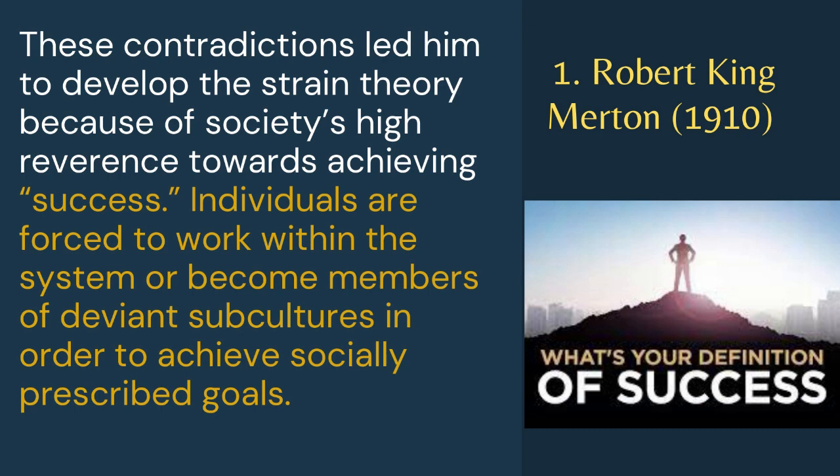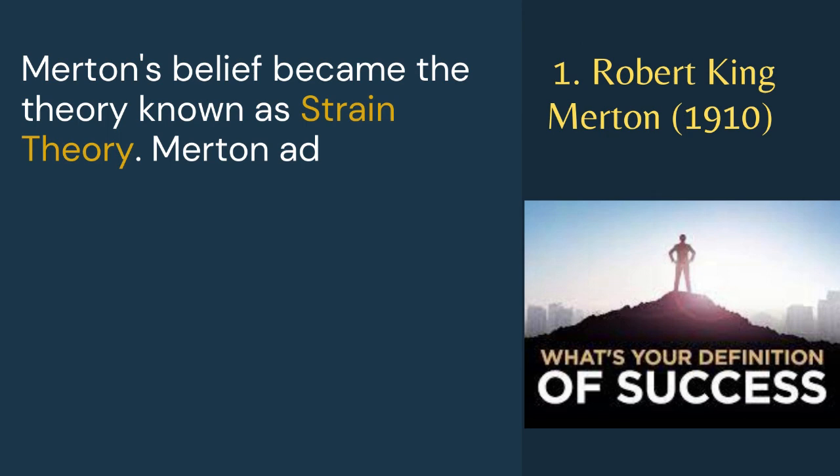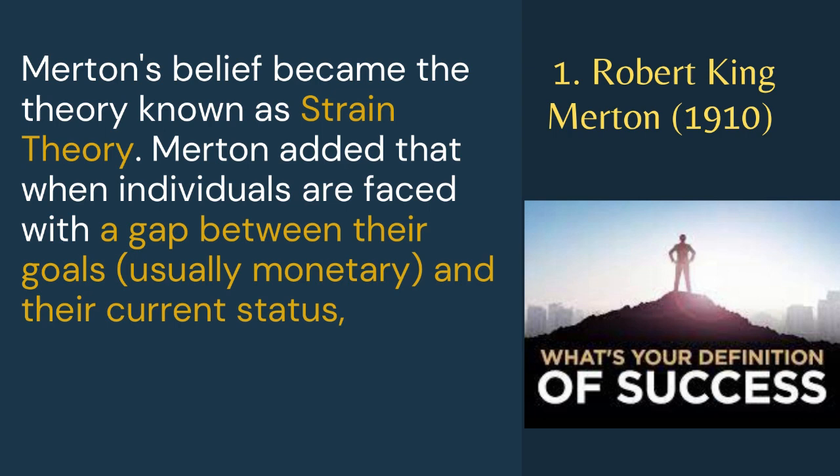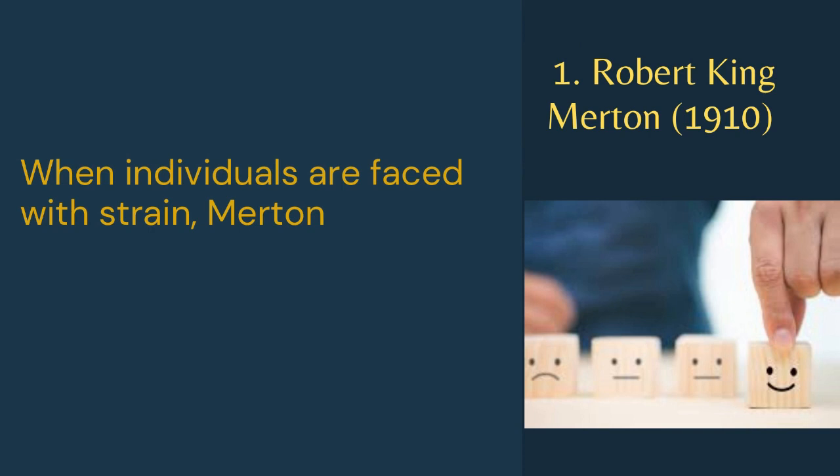Merton's belief became the theory known as strain theory. Merton added that when individuals are faced with a gap between their goals, usually monetary, and their current status, strain occurs. When individuals are faced with strain, Merton outlined 5 different ways that they respond.